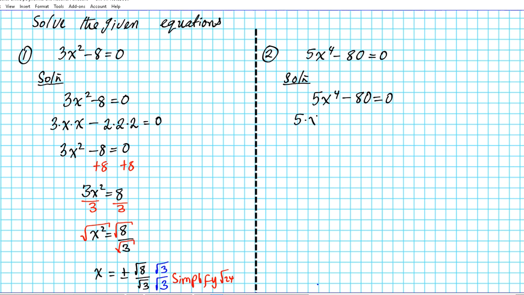We have 5 times x to the 4th. And then if you decompose 80, you can factor out a 5 out of 80. 80 divided by 5: 5 goes into 8 once, remainder 3, 5 goes into 30 six times. Okay, so it's 5 times 16 equals 0.